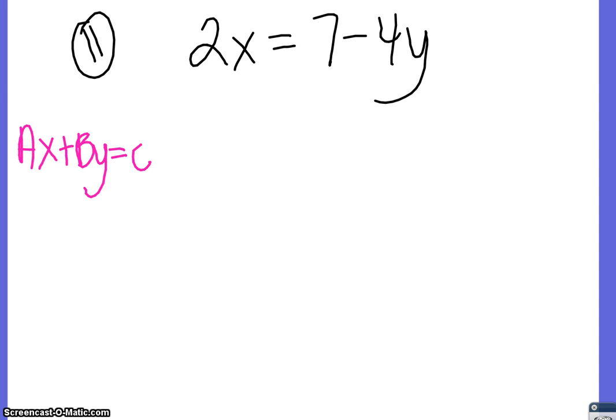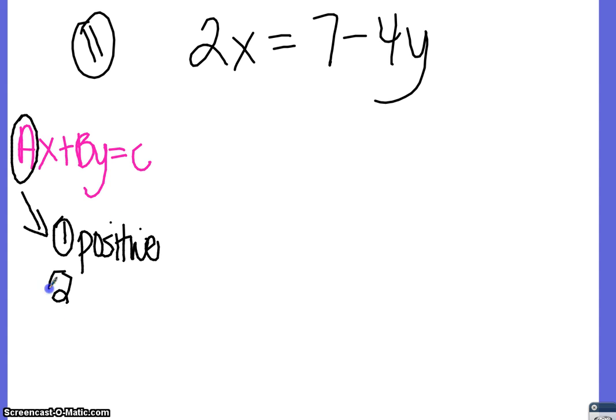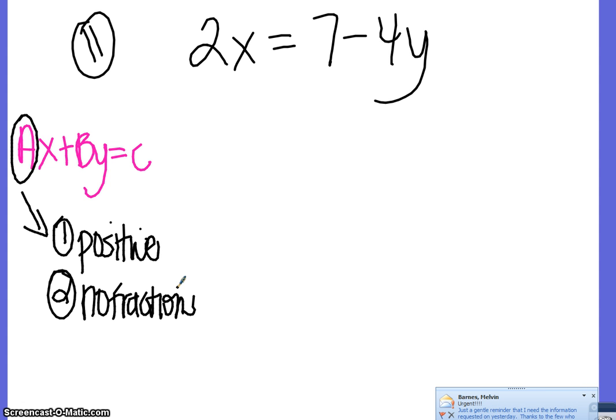Now, what I had told you guys in your notes was two things specific about A. Can anyone tell me what they were? The first one was that it had to be a positive number. A had to be positive. And the second one was that I could not have fractions. So there were no fractions. Now, this only has to be part of A. My B and C can be positive or negative as well. So let's look at the example.